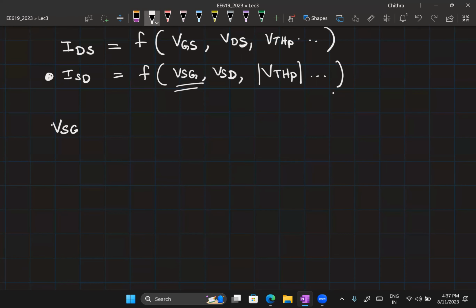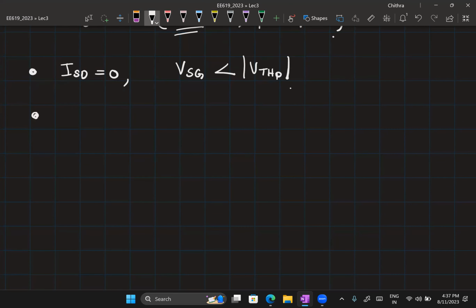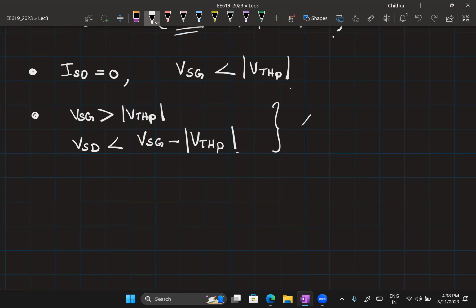So for VSG, ISD is equal to 0 for VSG lesser than mod VTHP. Now, if VSG is greater than mod VTHP and VSD is lesser than VSG minus mod VTHP, then we say that this is in linear region.